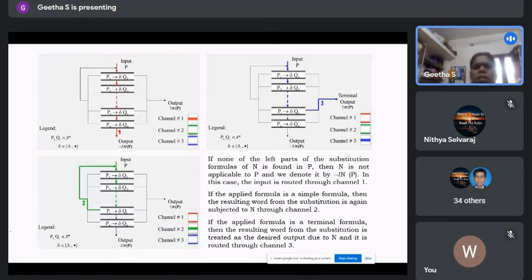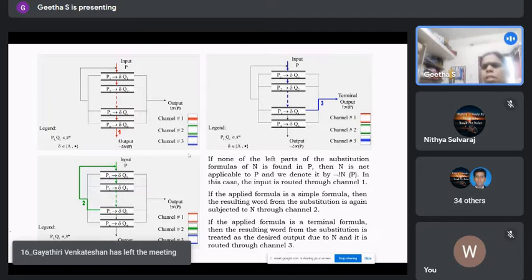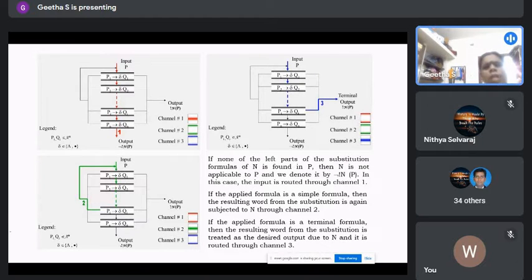So this is the first example: channel 1, channel 2, and channel 3. The first part is the left part of the substitution formula. If the given N is not found in P, then N is not applicable to P, and we denote it as the negation of N on P. The given input is routed through channel number 1.